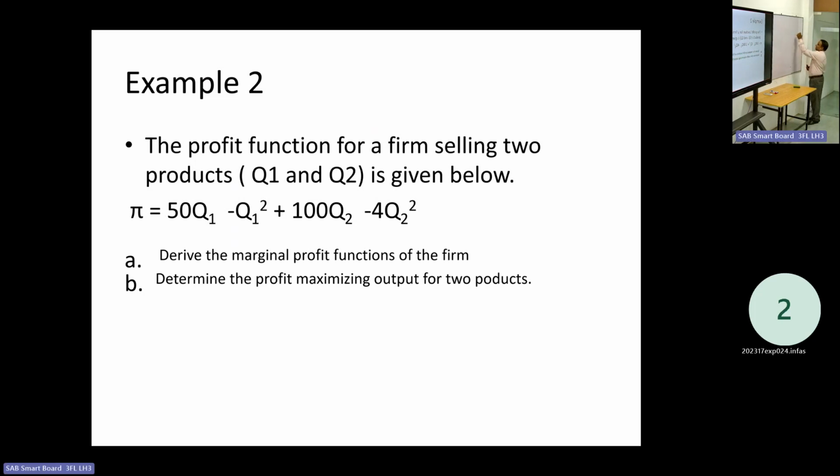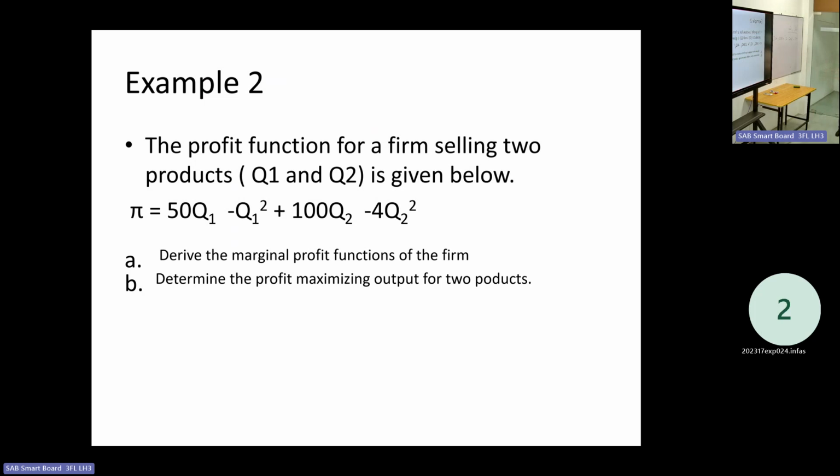Profit function, Q1 is the product, another product is Q2, right? Multiple products, right? Multiply, right? 550 Q1. Multiply the profit function: Q1 square plus 100 Q2 minus 4 Q2 square, right? Q1 and Q2 are the two products produced by this person, right?